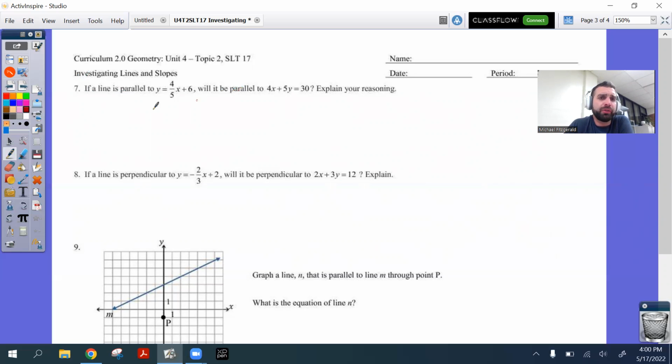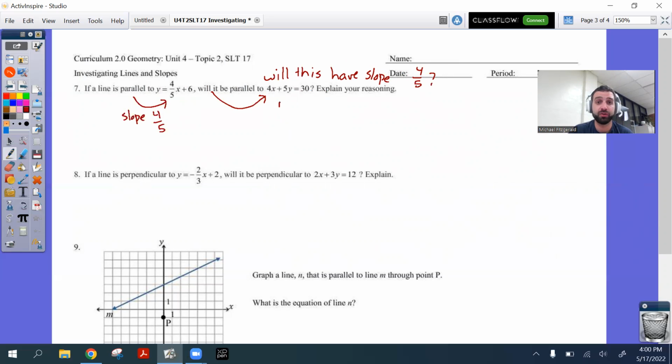If the line is parallel to this guy here, will it be parallel to this? Okay, if it's parallel to this, that means we know it has the same slope. The slope is going to be 4/5. Then will it be parallel to this? So that means, will this have the same slope? Will this have a slope of 4/5? And we're going to have to test that by solving it out.